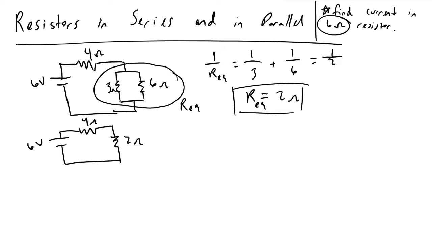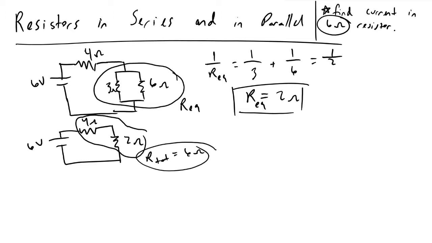Well, we did this because now that we have gotten this circuit looking like this, we can look at resistors in series, and resistors in series, we can think of this as R tot, the total resistance. And in this case, R total is simply the sum of all your resistors in series. So in this case, R total is equal to 4 plus 2, which is going to be equal to 6 ohms.